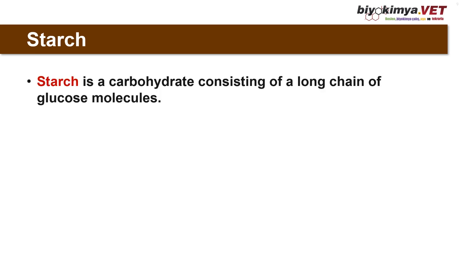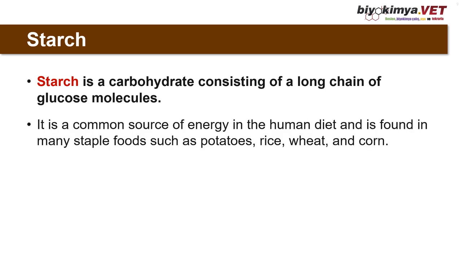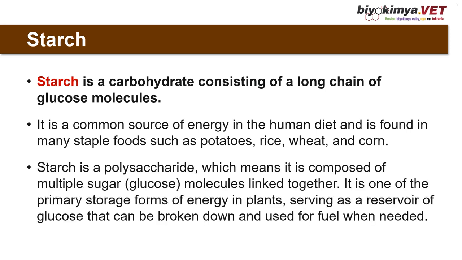The first homopolysaccharide is starch. Starch is a carbohydrate consisting of a long chain of glucose molecules. It is a common source of energy in the human diet and is found in many staple foods such as potatoes, rice, wheat, and corn. Starch is a homopolysaccharide, which means it's composed of multiple glucose molecules linked together. It's one of the primary storage forms of energy in plants, serving as a reservoir of glucose that can be broken down and used for fuel when needed.